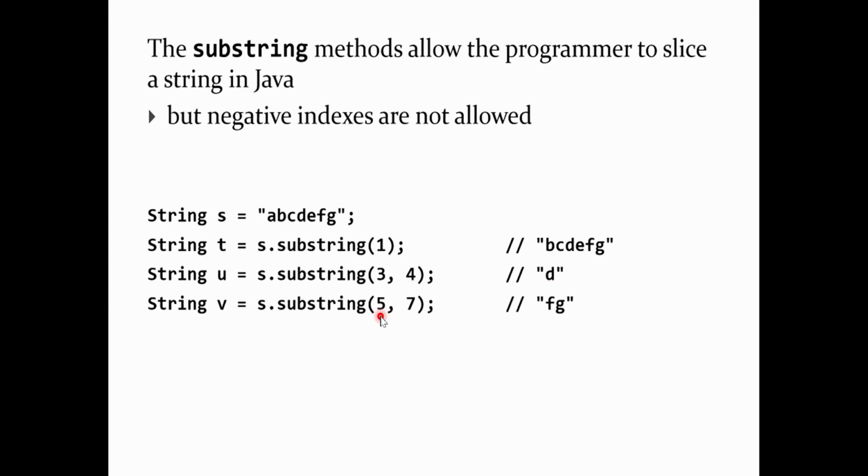5, 7 gives you back the string made up of all the characters starting at index 5, so 1, 2, 3, 4, 5, and going up to but not including index 7. So that's FG in this case. So the substring method is the analog of the Python slice. No negative indexing. If you use an invalid index, when you run your program, you'll get an error.